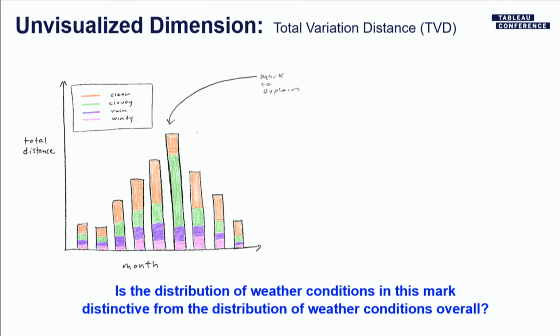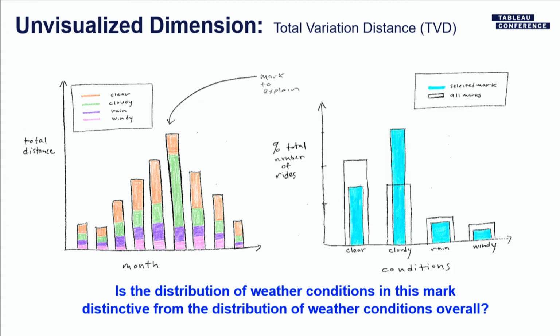Now, the final type of unvisualized dimensions are total variation distance explanations, or TVD. And so here what we're asking is, is the distribution of submarks for this mark different than the distribution overall? So in August, we saw that there were more cloudy days. You can kind of see that here. We're going to break this out into a new viz, and again, blue is the selected mark, and so we see that more of the rides happen on cloudy days in August than in rides overall, or in months overall.